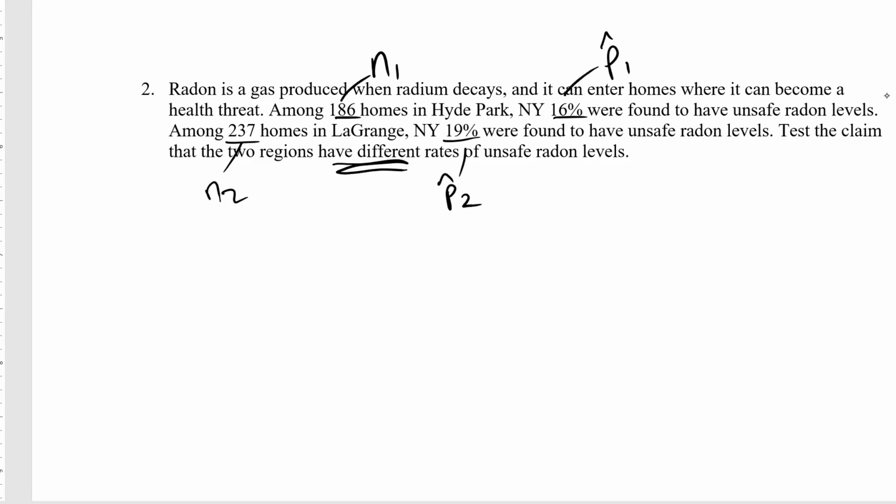So the difference on this one is that they are not giving me the number of successes. Okay, so we're still going to do P1. This is identify the problem, and it's the proportion of homes with unsafe radon levels.